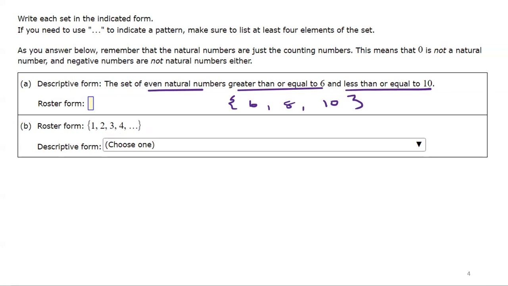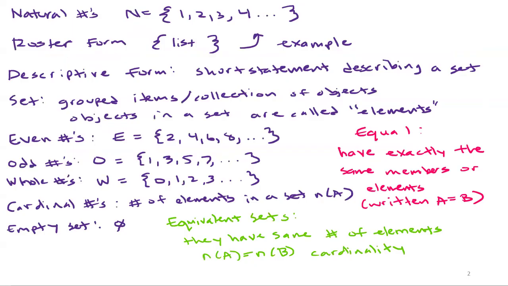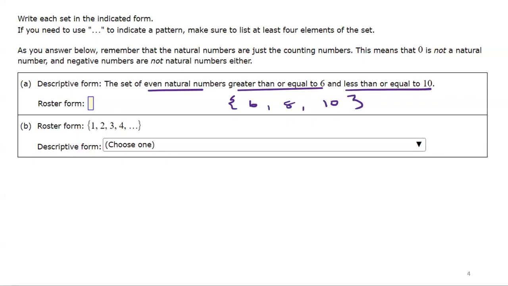All right. Now this one is in roster form already, so they want us to identify what kind of numbers these are. So again, if you look at the term page, natural numbers start with the one. So 1, 2, 3, 4 to forever. So in this case, we'd write down that these are natural numbers. So we would choose natural numbers.